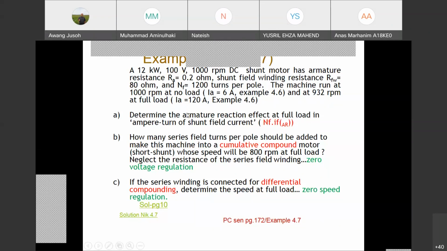This one basically you need to find the value of NF. We know it already. We need to find the value of IFAR. Previously we were given this in terms of flux reduction, right? In the previous example, we noticed the flux reduction dropped by 5%. But in this example, they ask us to find the IFAR. So that's the meaning of it.